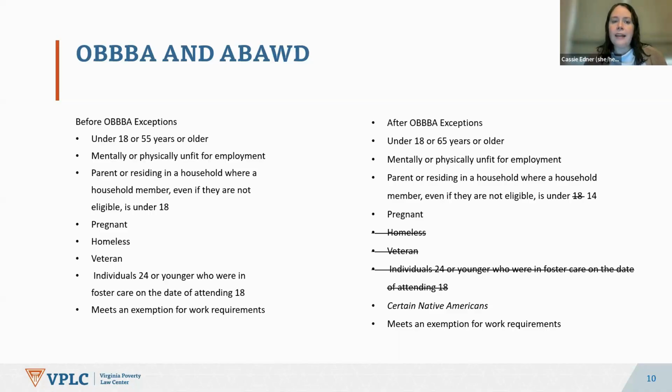After the bill, like I said, increased that age to 65. Now individuals are exempt if they're 65. It still has pregnant or mentally or physically unfit for employment. It added a new one of certain Native Americans, and it also has it remaining, meet the exemption for the work registration requirements. It's still as we discussed. They also made it so individuals with households 14 and over have to now meet the ABOD requirements. It's no longer under 18.